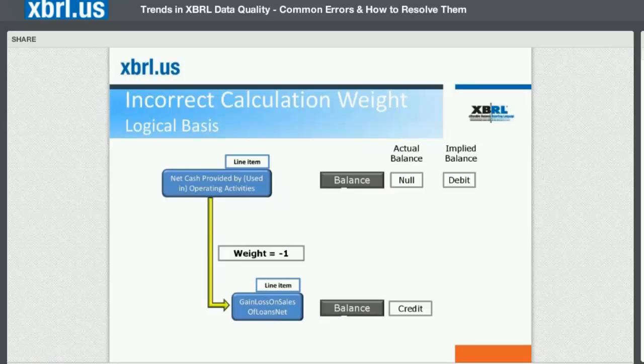So net cash provided by used in operating activities has no calculation weight, but a gain loss on sales of loans, net has a credit balance type. So we know a credit going at reconciliation to get to net cash provided by used in operating activities is going to have a negative weight. We know that debits are going to have a positive weight because credits represent cash outflows and debits represent cash inflows. Logical basis. It's just financial reporting and accounting rules that apply here. It's just logic.